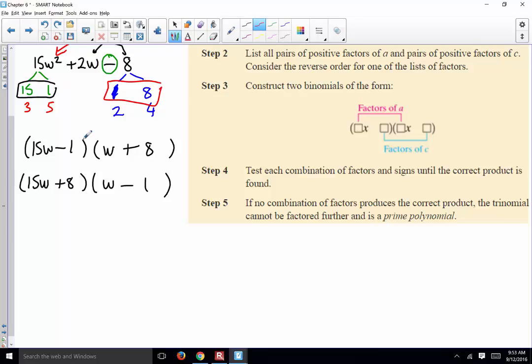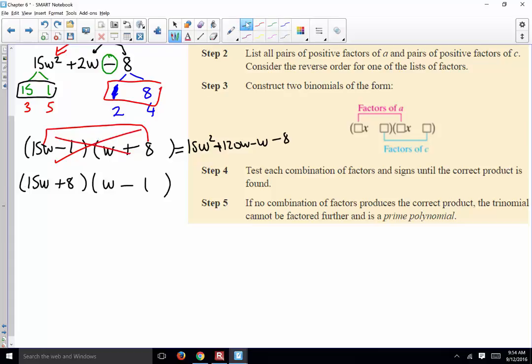Multiply these things out. You're getting huge numbers, right? 15 and 8 is 120. This is impossible. So you actually have to FOIL this. This is 15w squared plus 120w minus w minus 8. Can this make 2w, only 2w in the middle? No, this is immediately off the list.